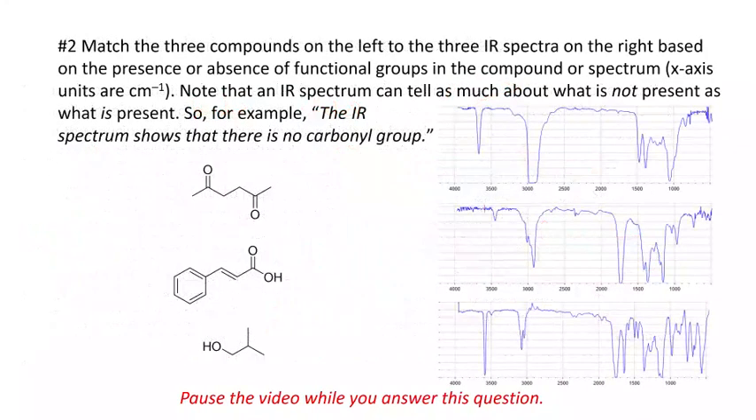Number 2, match the 3 compounds on the left to the 3 IR spectra on the right, based on the presence or absence of functional groups in the compound or spectrum. The x-axis units here are inverse centimeters. Note that an IR spectrum can tell as much about what is not present as what is present. So, for example, the IR spectrum shows that there is no carbonyl group. So, there you go, 3 structures on the left, 3 spectra on the right. See what you can do. Pause the video, and I'll get back to you.